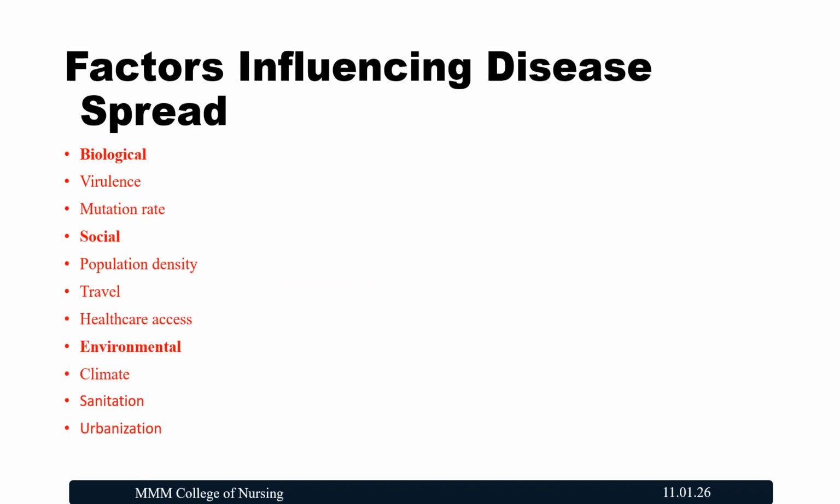Next, we will see factors influencing disease spread. Under biological factors, virulence and mutation rate of the pathogen. Under social factors, population density, travel, healthcare accessibility. And under environmental factors, climate, sanitation, urbanization, and so many factors are responsible for disease transmission.